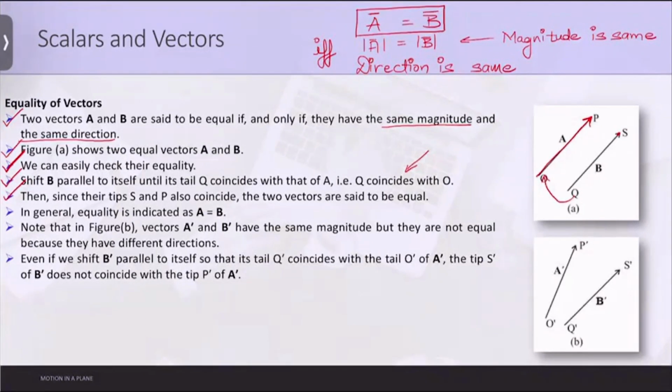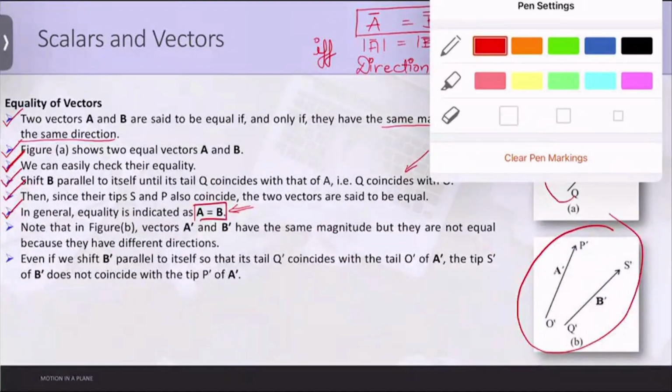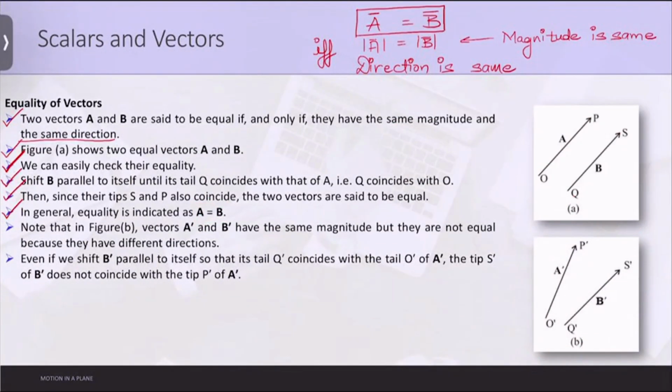In general, equality is indicated as vector A is equal to vector B. I wrote it in terms of bars here because when writing by hand it is not easy to make letters bold, so that's why I wrote it as bar. Here, majority of the things are written as bold letters. Equality is indicated as vector A equals vector B. Now let us look at figure B for once. What is happening in figure B? The vectors A dash and B dash have the same magnitude, so basically the lengths of both vectors are same.